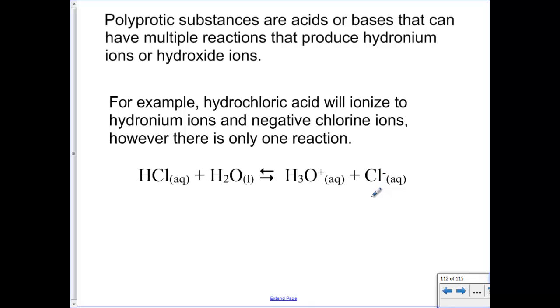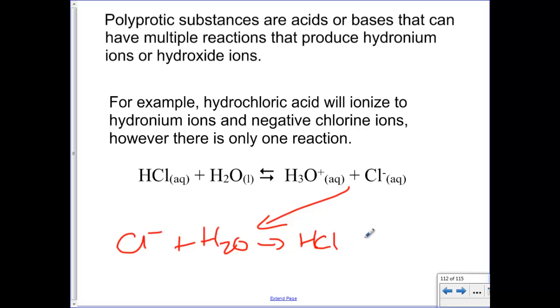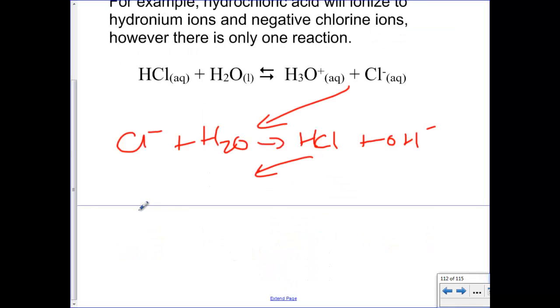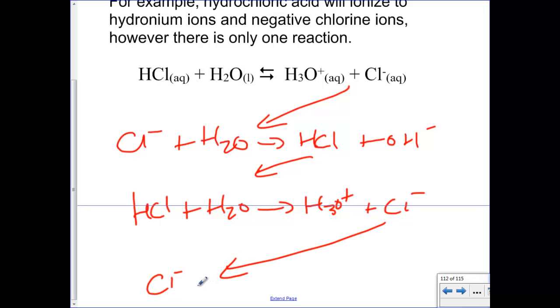No. Not really. Here is one thing you could try to do, but I'm not going to expect this. You could try to take the Cl minus, react it with water. It would try to make HCl and OH negative. And then you could take the HCl and react it with water to make H3O plus and Cl negative. And then you could take that Cl negative and react it with water to make HCl and OH negative. And I could keep doing this forever, because I'm kind of getting into a loop if you're noticing this.